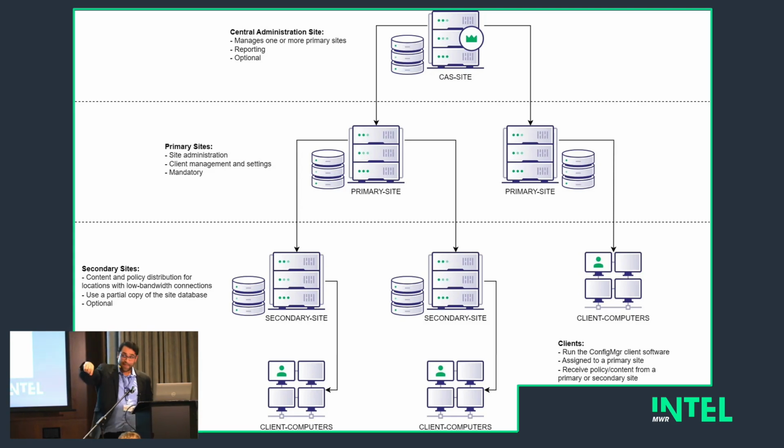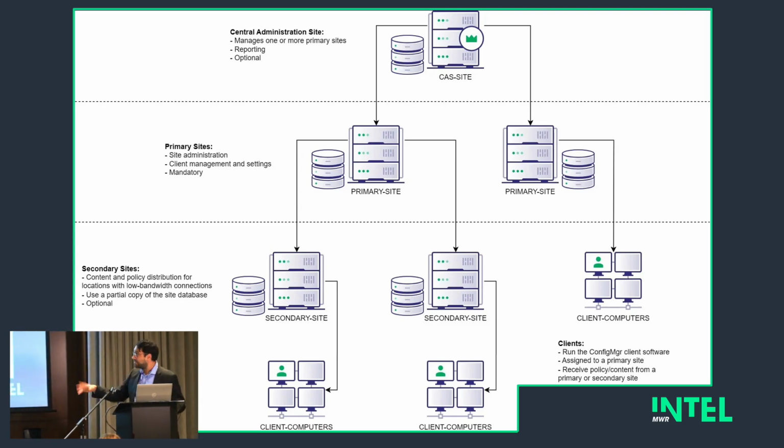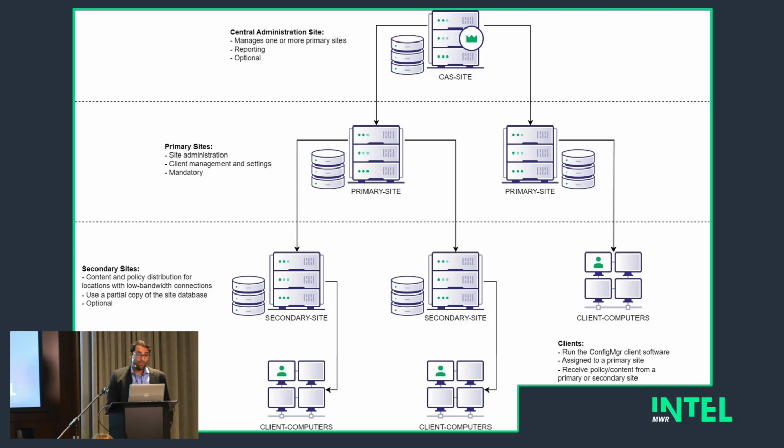So the download happens once to that secondary site, and that secondary site will then host the policies and the software closer to the clients that need to access it. And this all together, this whole picture, because everything is hooked together and it's related, is called an SCCM hierarchy. And the hierarchy is the security boundary of SCCM.